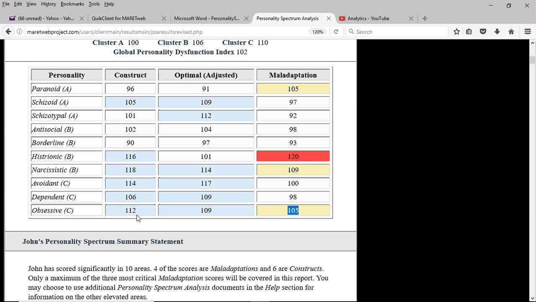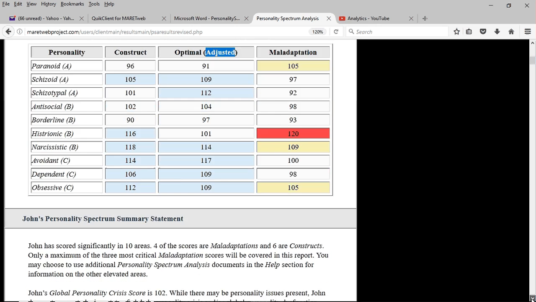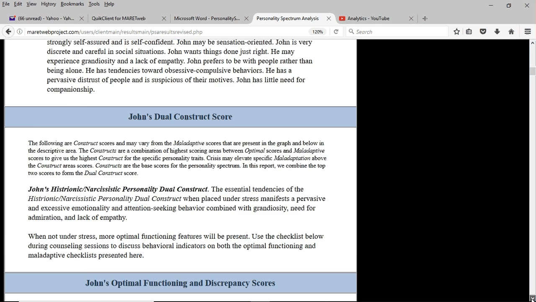So you can see from this, hopefully, what the difference between a construct and an optimal score and a maladaptation. You notice it says adjusted. We'll get into that. Let me see where we are. Yeah, we've already dealt with this.